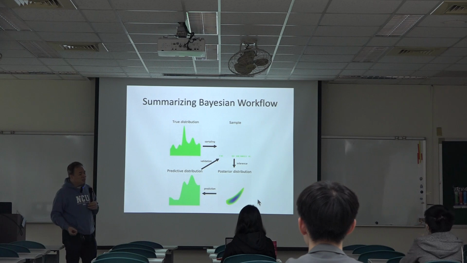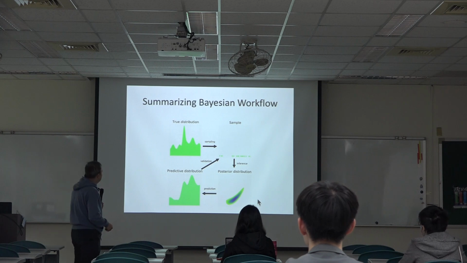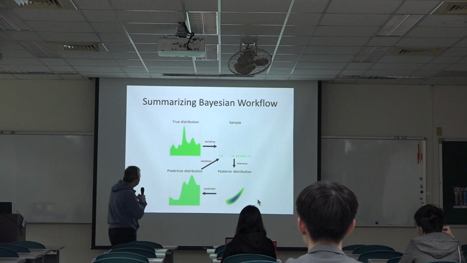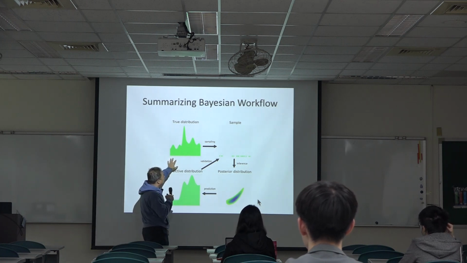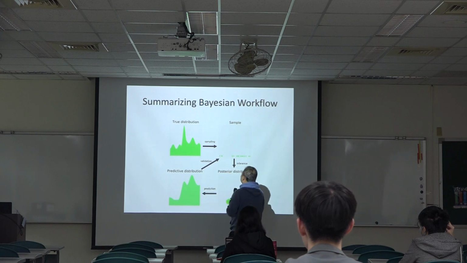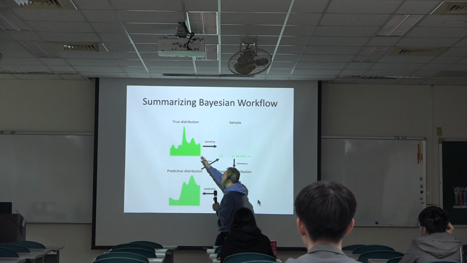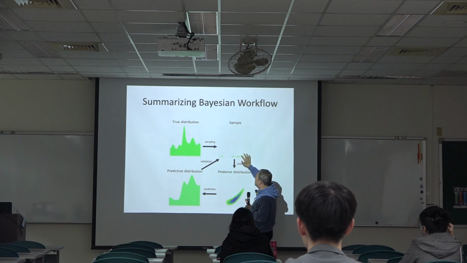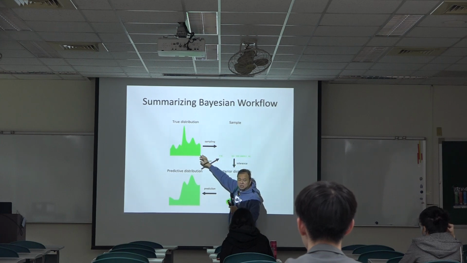So to summarize the work that we have discussed in this chapter, we start from a true distribution. This is the true distribution, or the data that you collect. This true distribution is something we don't know. We only get this. This is the data. We don't know the true distribution. We get this data through the sampling.